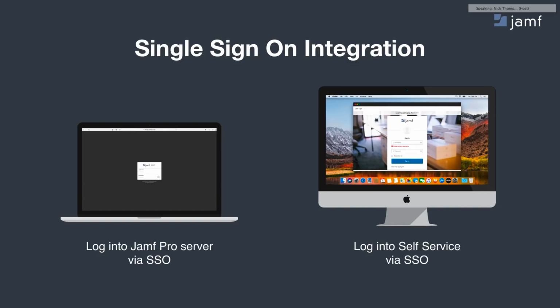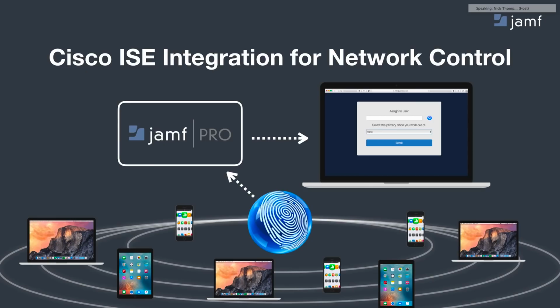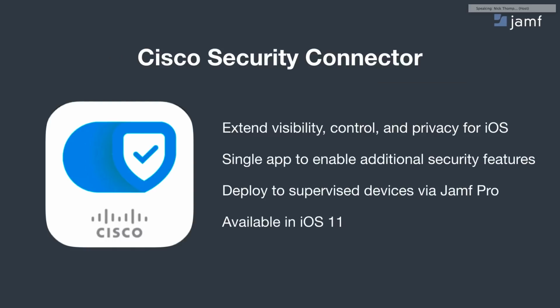If you have a Cisco network, you can do some really interesting things. You can do Fastlane, which allows you to optimize the performance on your network. So you can say, prioritize WebEx over all different network traffic, or prioritize Cisco Spark, or now Teams. And you can integrate with Cisco ISE for network control. So you could have ISE look for your devices and then redirect them back to the enrollment screen. And if you're using the Cisco Security Connector, you can deploy that to your iOS devices to provide those Umbrella features that Cisco has.